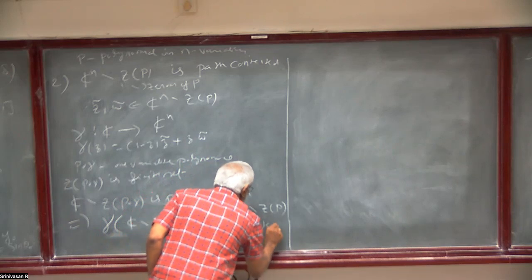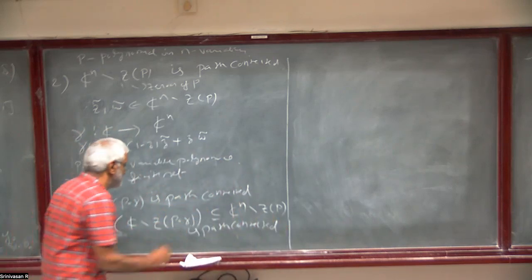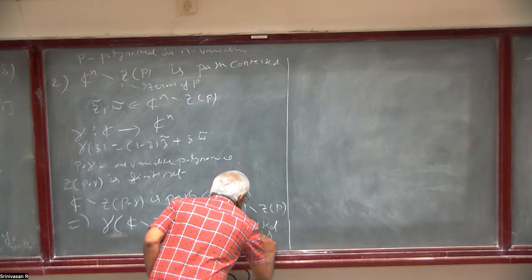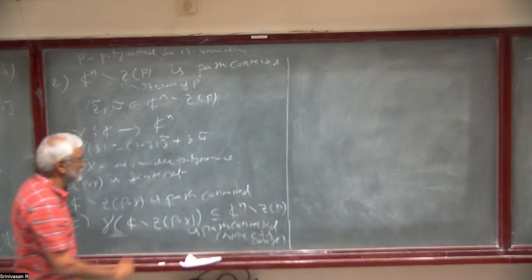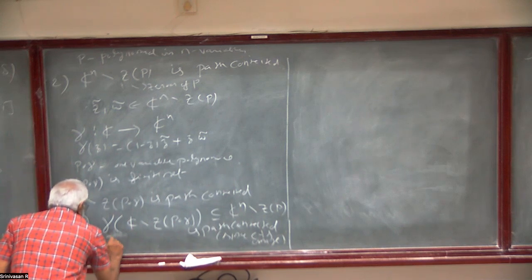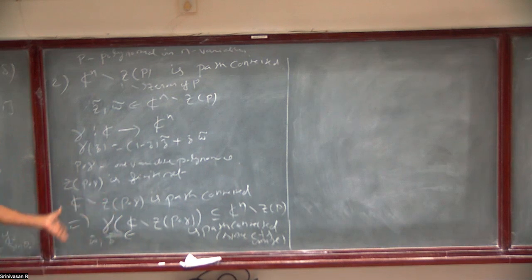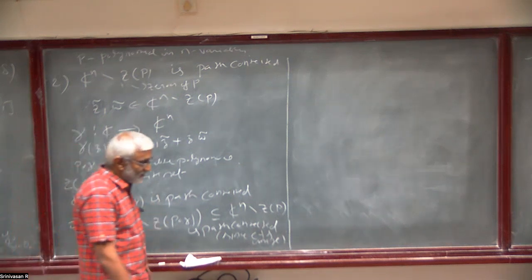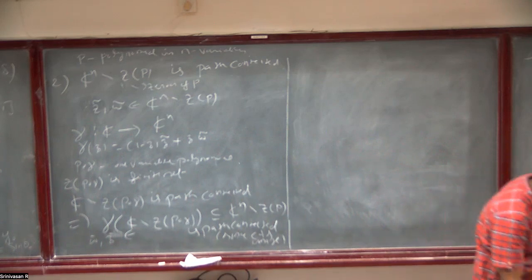Because a continuous image of a path connected set is path connected. Now we know that W bar and Z bar are elements here, which is path connected. So they can be connected by a path, and that's what we want. They can be connected by a path in this set, which is contained in the big set. So this is the proof. From that it follows that GL n C is path connected, or connected.